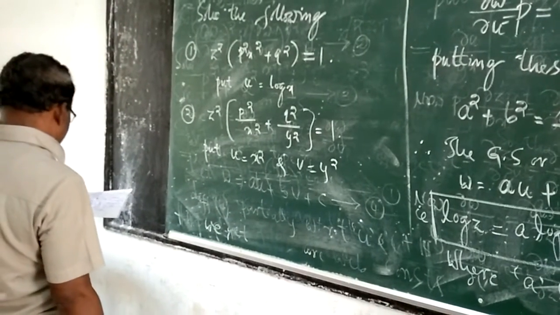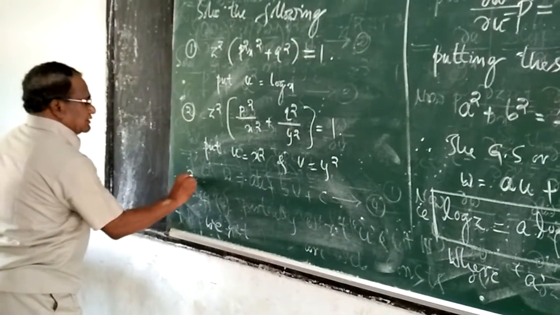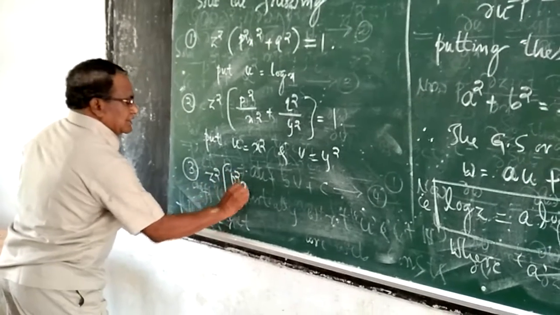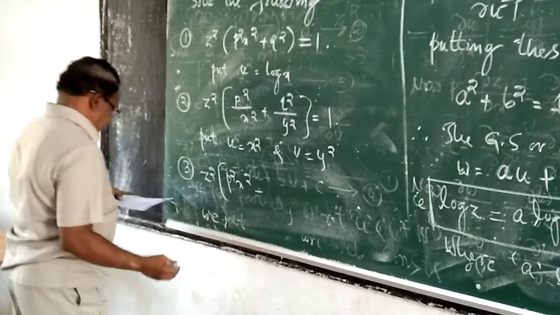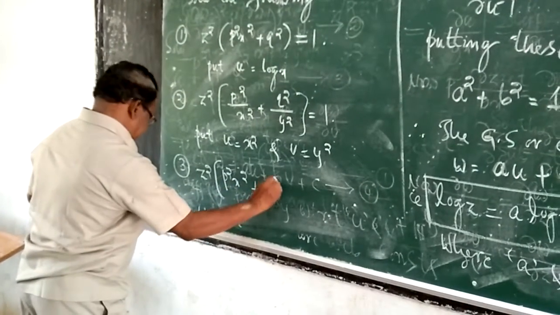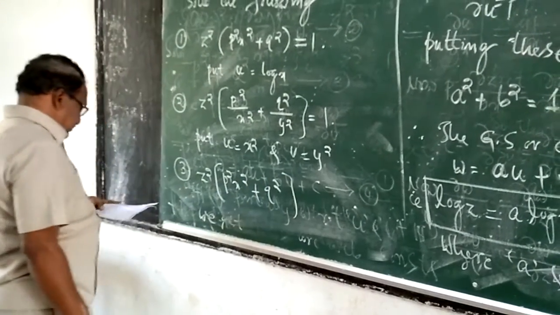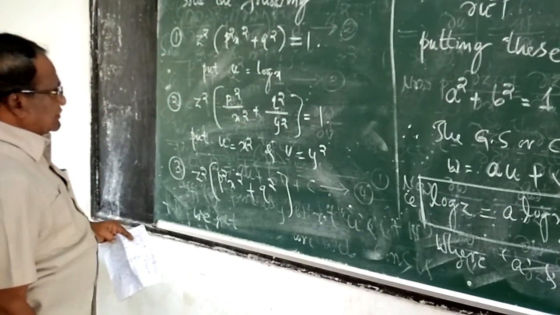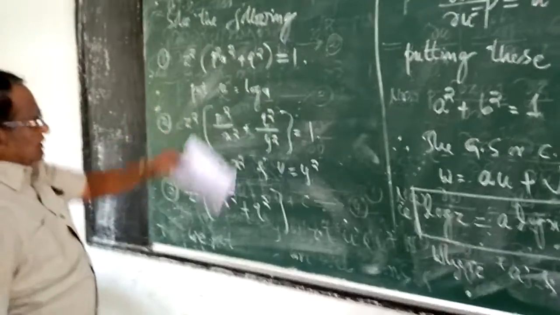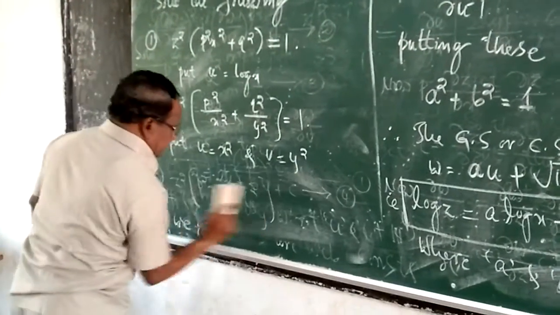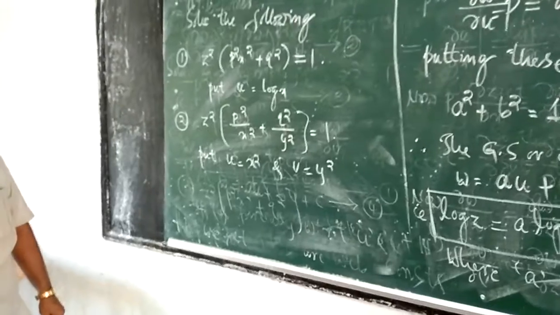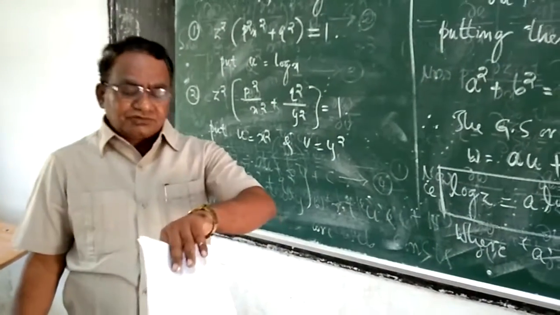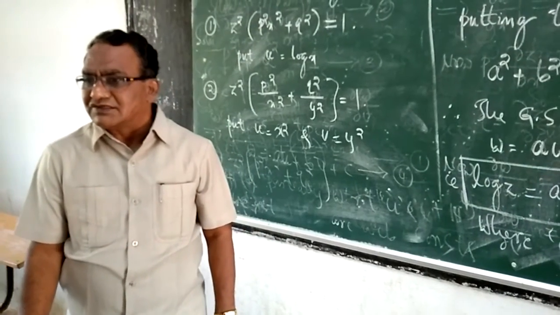Next, the third one is z squared into p squared x squared plus q squared is equal to 1. I think it is repeated. P squared x squared plus q squared is equal to 1. Make use of this substitution. Okay, you just solve these two examples. With this, let us move on to type 2 examples in your next class.